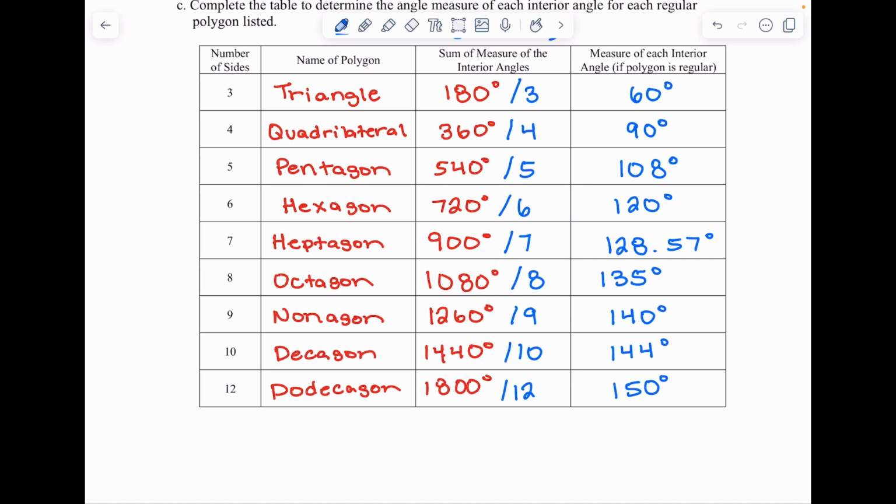So once again, if we know the polygon is regular, then all of its angles have the same measure. So we can divide the interior angle total by how many there are, and it will tell me what each interior angle measures.